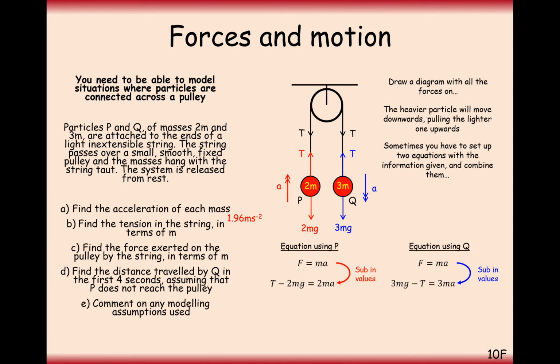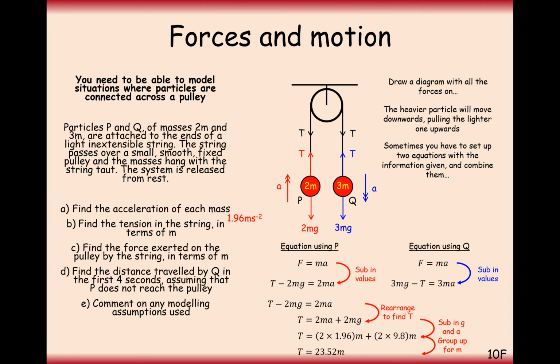Part B is find the tension in the string in terms of m. Well, let's just substitute the value of a back into either one of these equations. So substitute in a equals 1.96 and we get 23.52 lots of m. So as the value of m increases, you can imagine the tension in the rope will increase as the weight gets larger. So our answer here is going to be in terms of m, and when a question says in terms of m, it means that that letter is allowed in your answer.